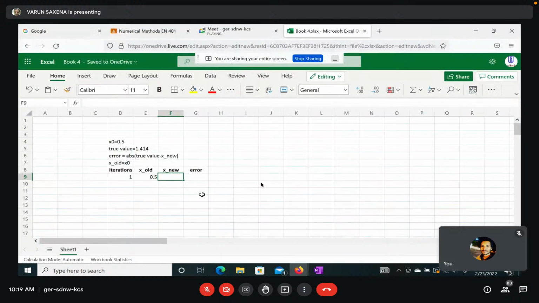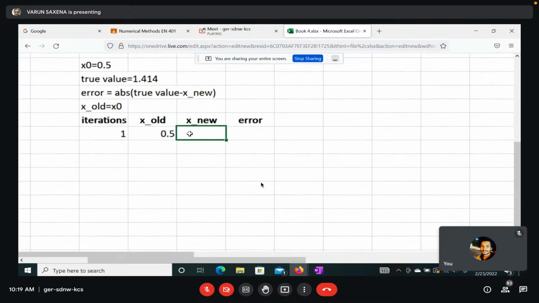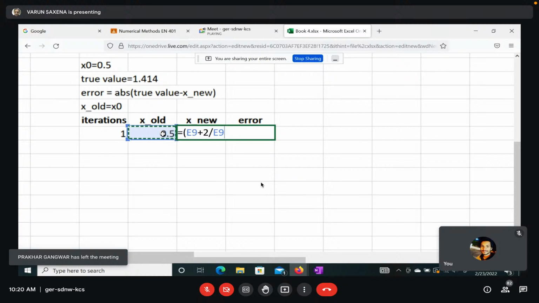So how do we apply formulas in Excel? Let me expand it a little bit so that you can see more clearly. What we do is we write an equal to sign. We open a bracket like this, a circular bracket. So I take this value, E9, because E9 is that cell, plus 2 divided by E9 again. I close it and then I multiply it by 0.5.